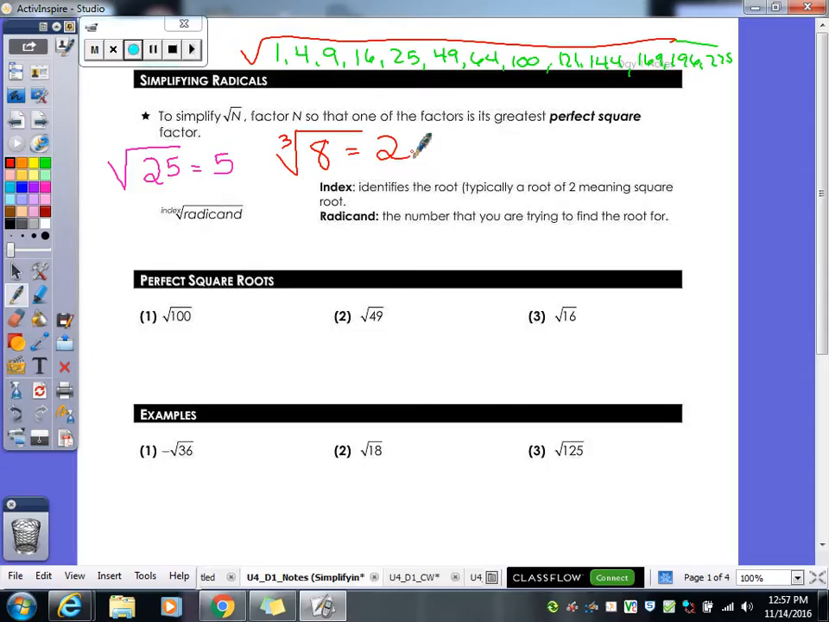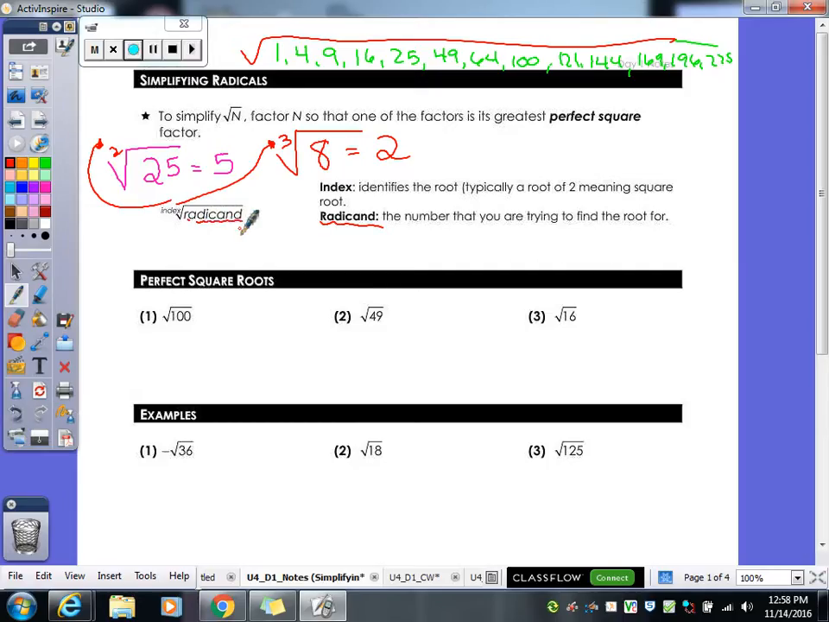Now, this little number here is called the index. It's telling you what root to take. Well, if you look over here, there is no little number because we don't write it. But you have to know that there's an imaginary 2 there. Because we use it all the time, they don't write the index for square root. So you have to know that, again, when there's nothing written, the index there is 2. The number under the radical is called the radicand. It's the number that we're trying to find the square root of.